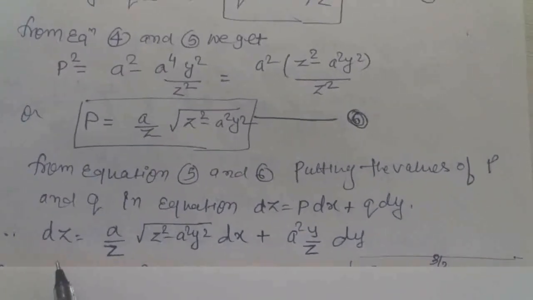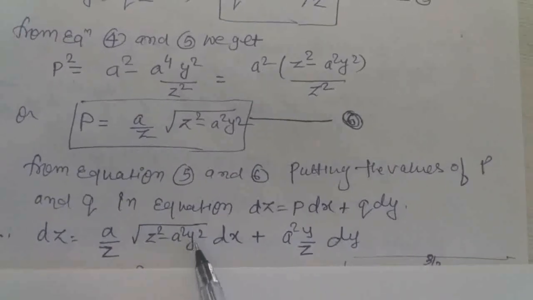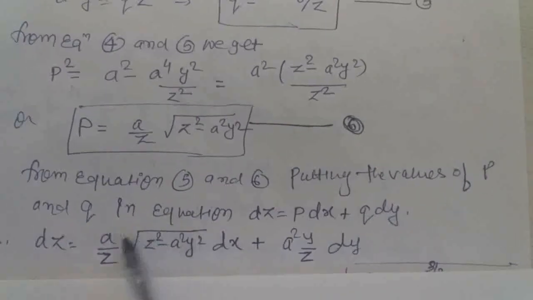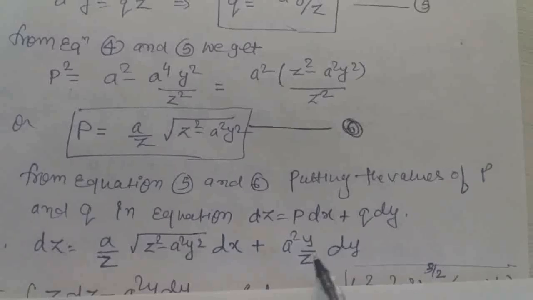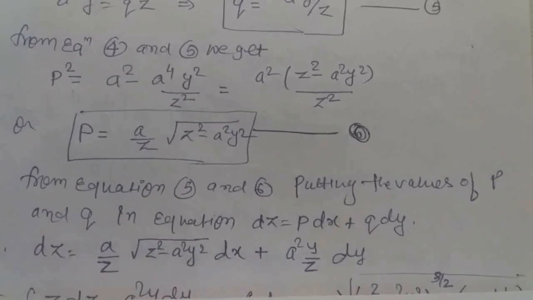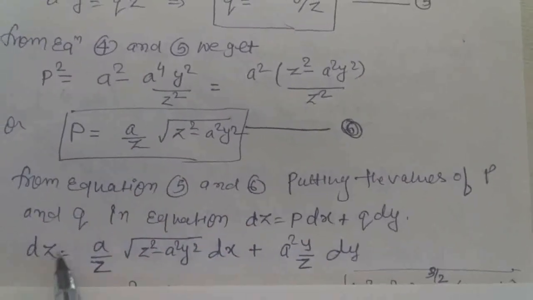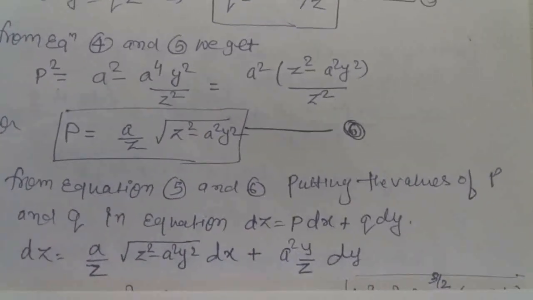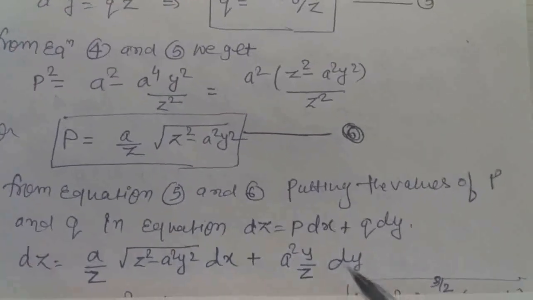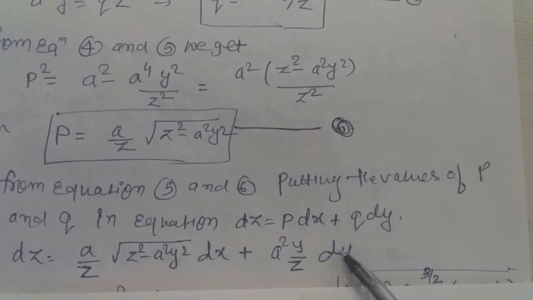Then we get dz equal to a by z square root of z square minus a square y. This is the value of p dx plus q dy. So the value of q is a square y by z dy. Now here this expression can be integrated. In this expression a square is constant, y dy.